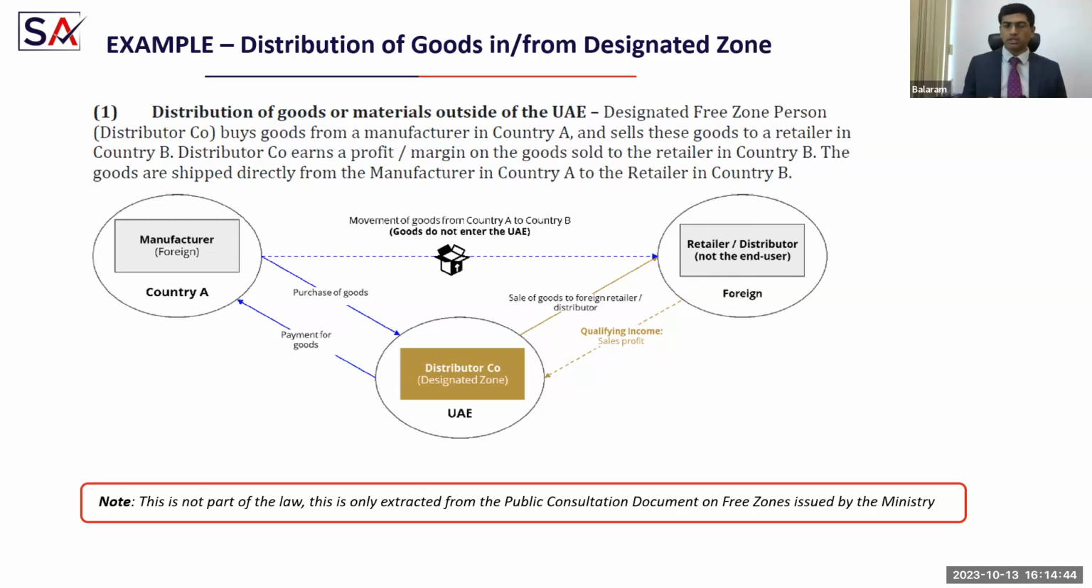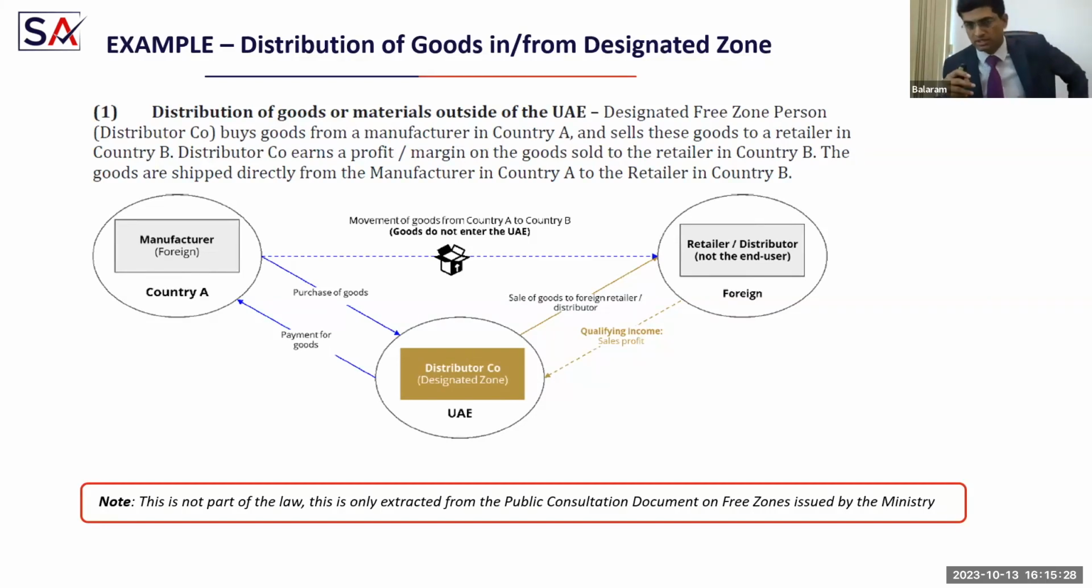This kind of arrangement at the moment is subject to tax at normal rates, and this is not part of a qualifying activity. But I'm discussing this because it is mentioned in the public consultation document as a qualifying income or qualifying activity. In the law, it is not mentioned as a qualifying activity yet. So what is that example? Distribution of goods or materials from outside: the designated zone person, which is a distributor company, buys goods from a manufacturer in country A and sells these goods to a retailer in country B. The distributor company earns profit or margin on the goods sold to the retailer in country B. The goods are shipped directly from the manufacturer in country A to the retailer in country B.